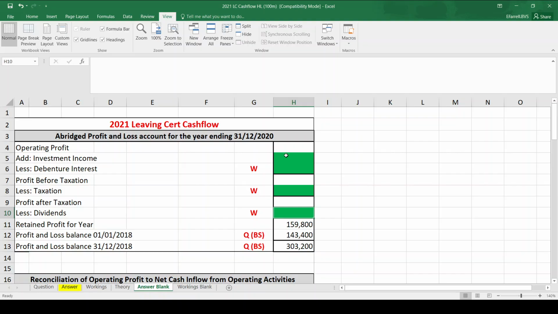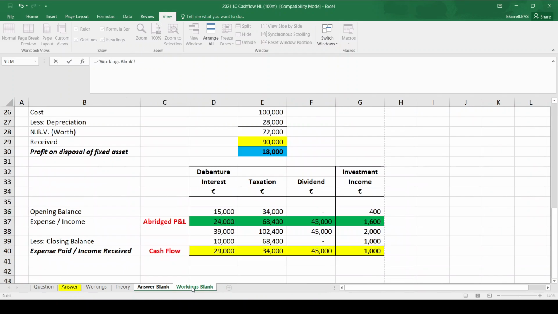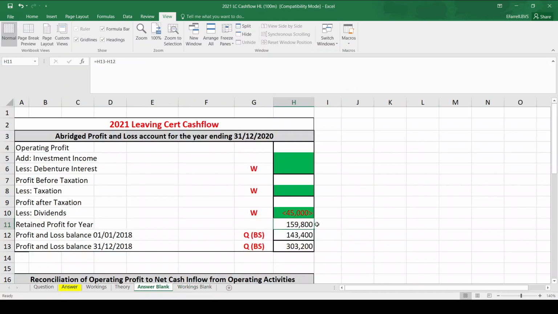So my first figure is going to be my dividends. And again, this is the profit and loss, so this is the charge for the year, not what's actually paid or received. So for my dividends, I go back to my notes here, and I'm going to take my green dividends figure. And it's going to be a minus because dividends are an expense. So the expense was 45,000.